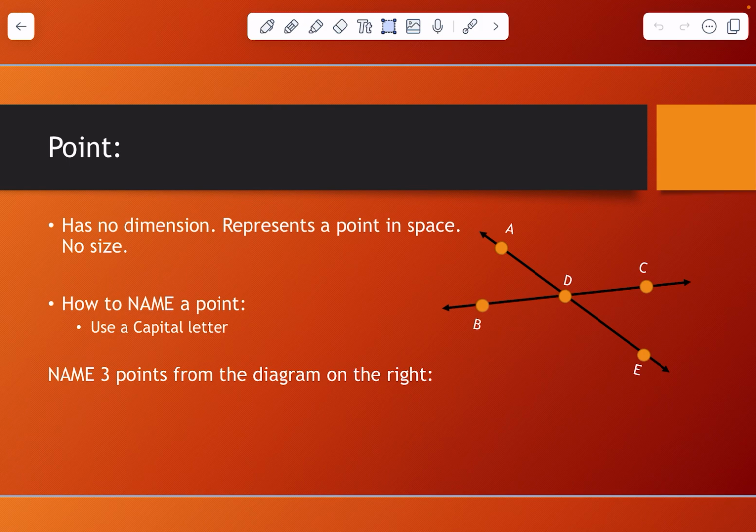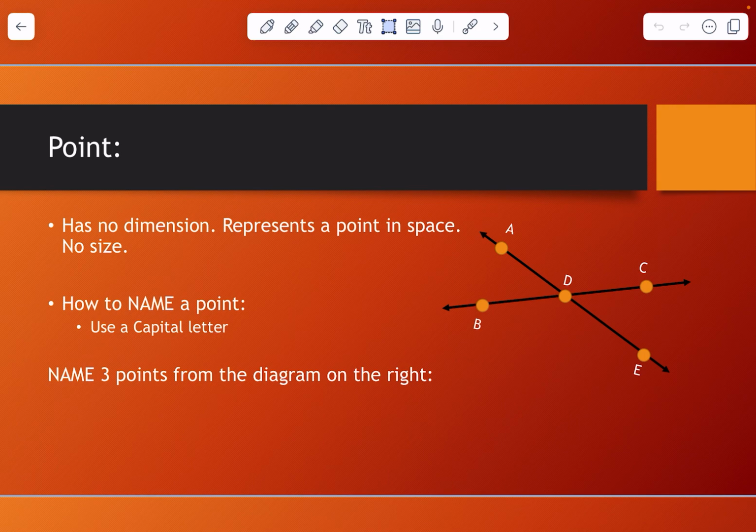So let's start in with a point. A point is simply a representation of a spot in space, a point in space. It has no size, it has no dimension. It is literally just a location in space.